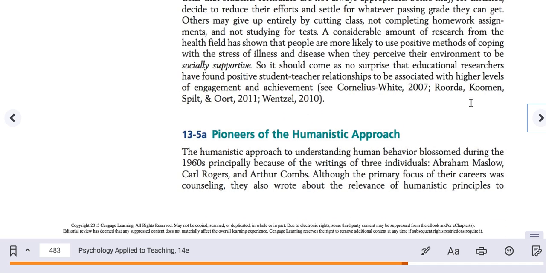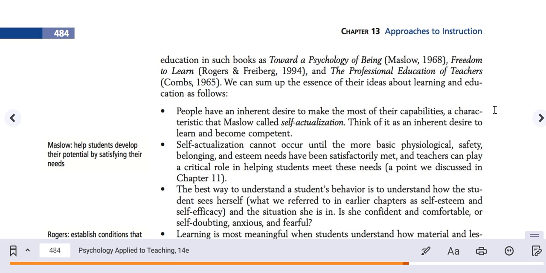Pioneers of the humanistic approach. The humanistic approach to understanding human behavior blossomed during the 1960s, principally because of the writings of three individuals, Abraham Maslow, Carl Rogers, and Arthur Combs. Although the primary focus of their careers was counseling, they also wrote about the relevance of humanistic principles to education in such books as Toward a Psychology of Being, Freedom to Learn, and the Professional Education of Teachers.